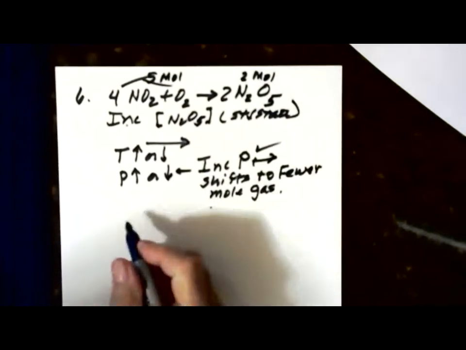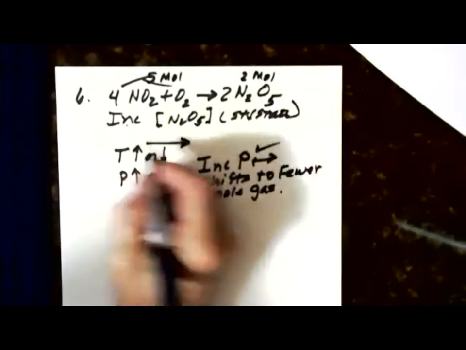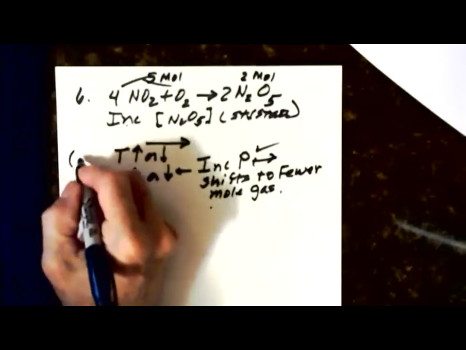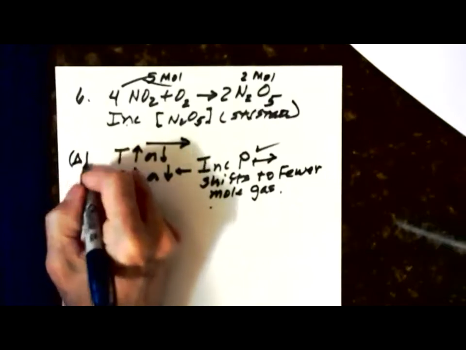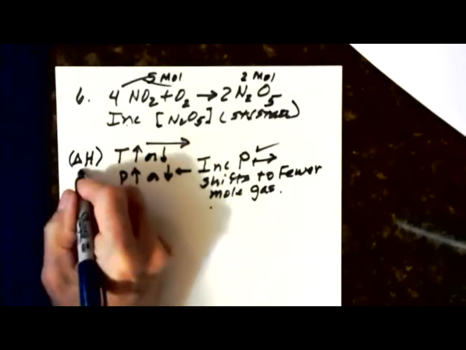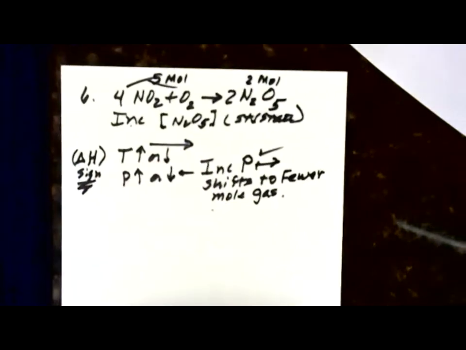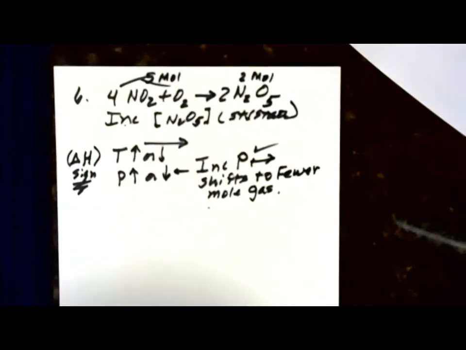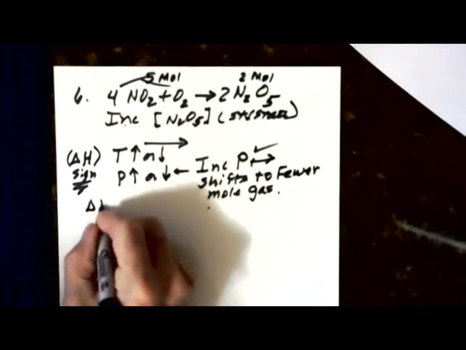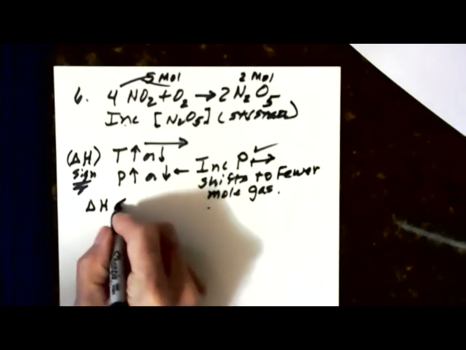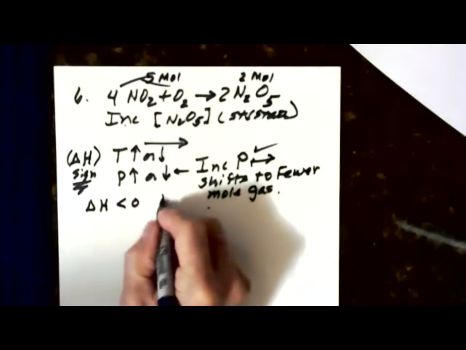And what about the temperature? Well, the temperature effect is from the sign of delta H. If delta H is less than 0, heat is a product.